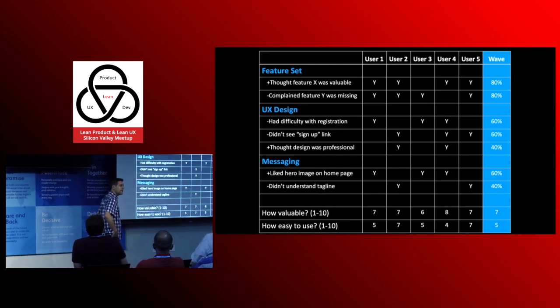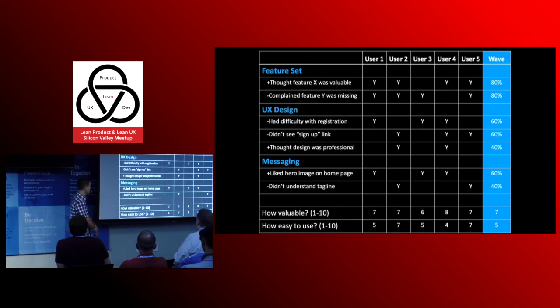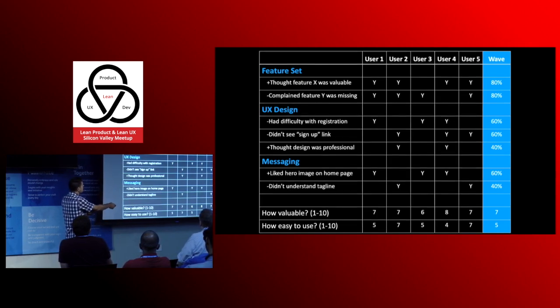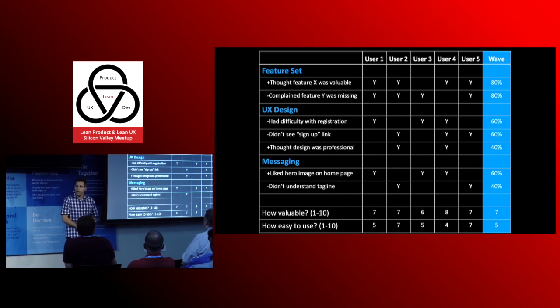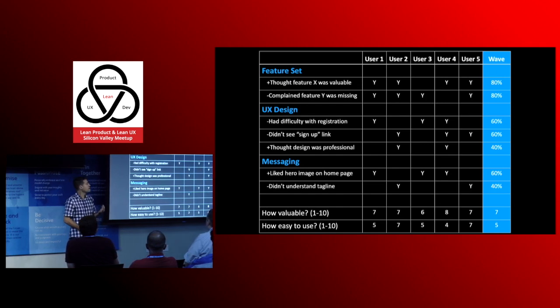I guess that MVP debate, we were on the wrong side of that. We did need to have feature Y in there, right? So we would say, okay, for our next iteration, we're going to add feature Y. And maybe that would be all that we add, but I would probably be a little more aggressive and say, okay, let's try to fix these registration issues if we can.